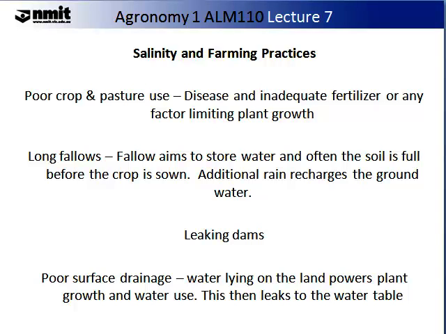Where you allow long fallow, you aim to store water, and often the soil is full before the crop is sown. Additional rain recharges the groundwater, adding to your salinity problems. Leaking dams are an obvious one, but little thought about. And finally, poor surface drainage. Water lying on the land powers plant growth and water use. This then leaks into the water table if it's not used up.